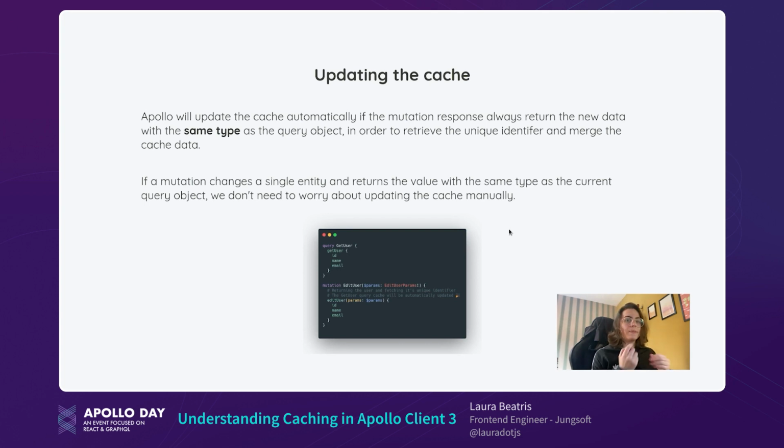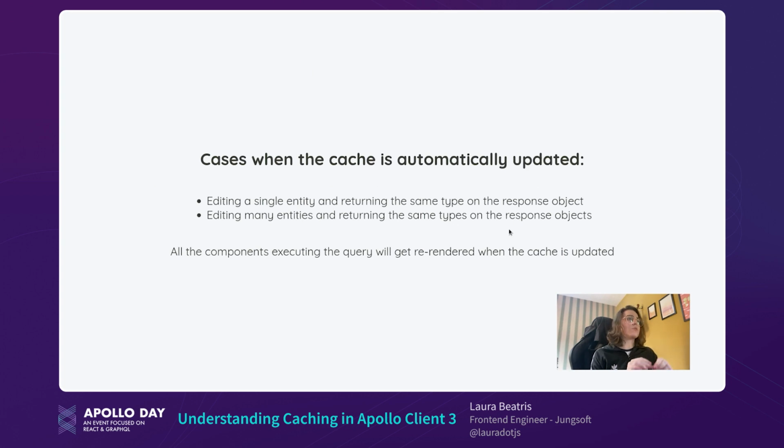And Apollo will update the cache automatically if the mutation response always returns the new data with the same type as the query object, in order to retrieve the unique identifier and merge the cache data. So there are situations when the cache is going to be automatically updated: by editing a single entity and returning the same type on the response object, or by editing many entities and returning the same types on the response objects. All the components executing the query will get notified when the cache is updated.